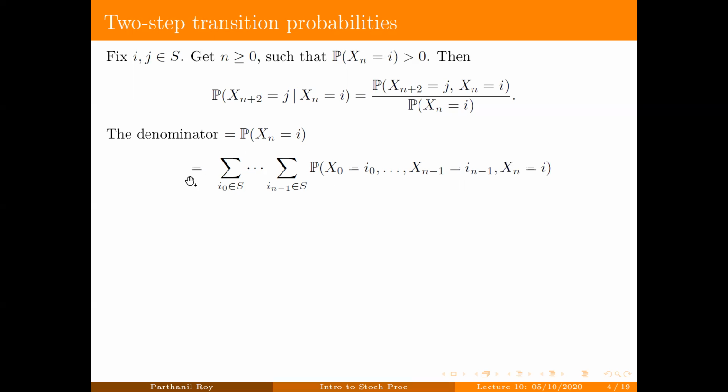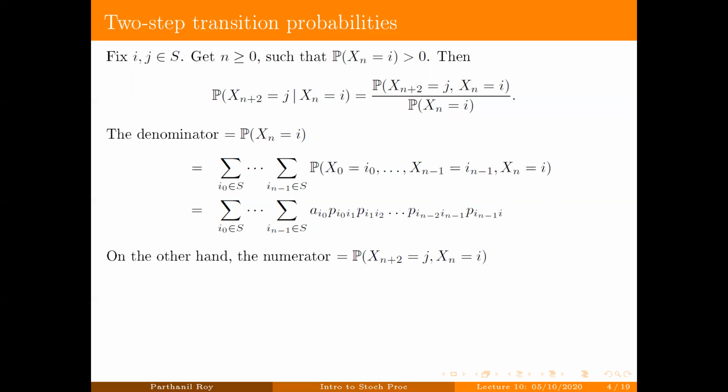So this is the sum over i0 to i(n-1), all of them in S, of this joint probability. Now this joint probability is obtained from the definition of Markov chain as this quantity here. So therefore, the probability that Xn equals i is this quantity. This is something we have already seen before. Okay, now let's compute the numerator. Now what is the numerator?